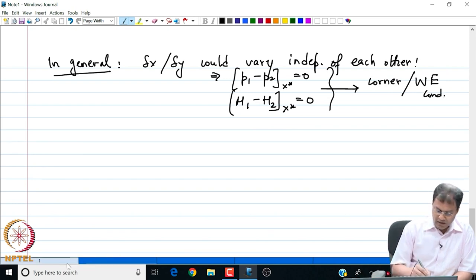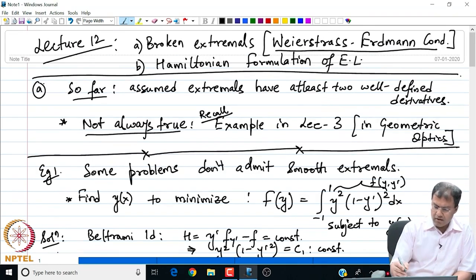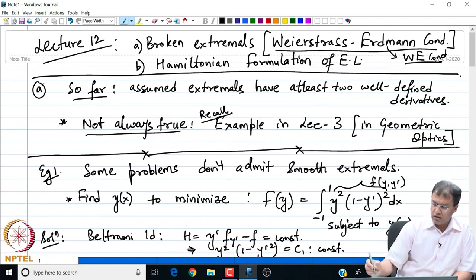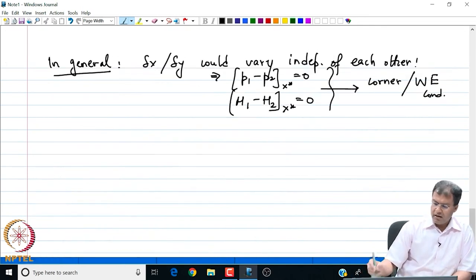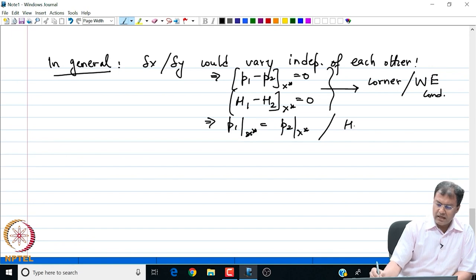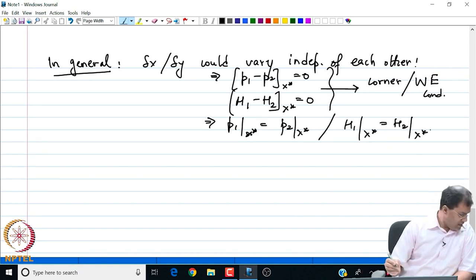These are my corner conditions or my Weierstrass-Erdmann conditions. Let us right away say that my Weierstrass-Erdmann conditions are WE conditions. So, I am using a short abbreviation in my subsequent discussion. So, WE conditions, right. From here I get P 1 at x star is equal to P 2 at x star, and similarly H 1 at x star is equal to H 2 at x star, right. Okay.